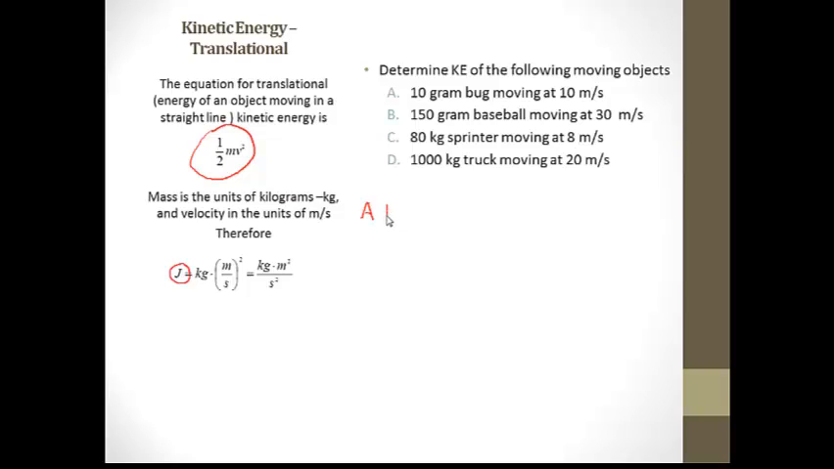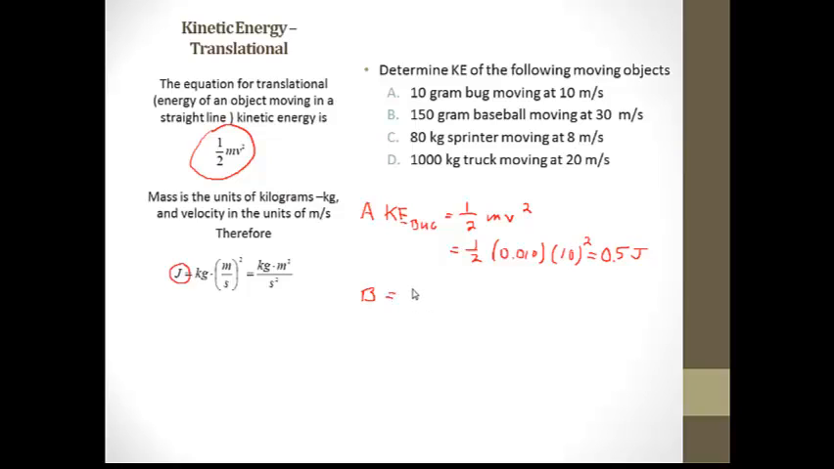Letter A for the bug, KE bug. It's 1/2 mv squared. 1/2 of the mass being 0.010, and velocity 10 squared. If you complete that, it is 0.5 joules. The others, I won't show you the complete calculation because they're similar.